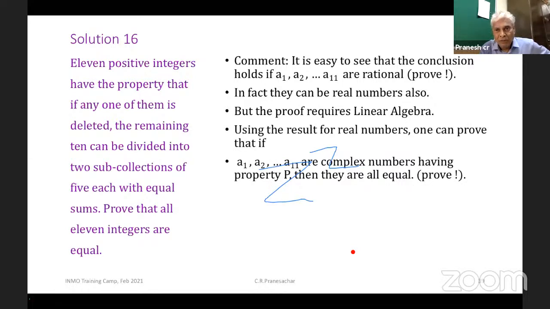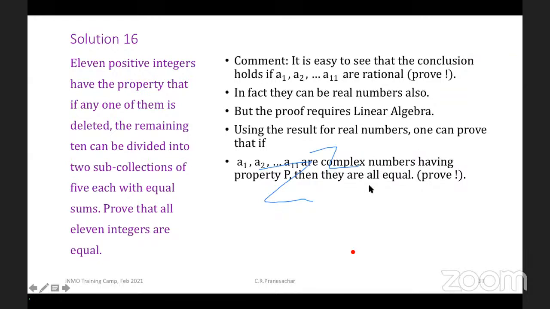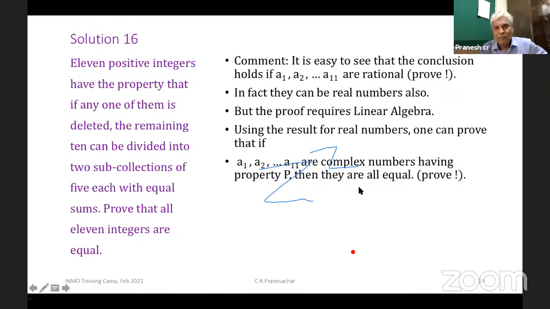Once you prove the result for real numbers, proving it for complex numbers is very easy. You can try to prove this also. Sir, we will separate the complex number into its real and imaginary parts. Exactly, and the property will hold. That's exactly the proof.